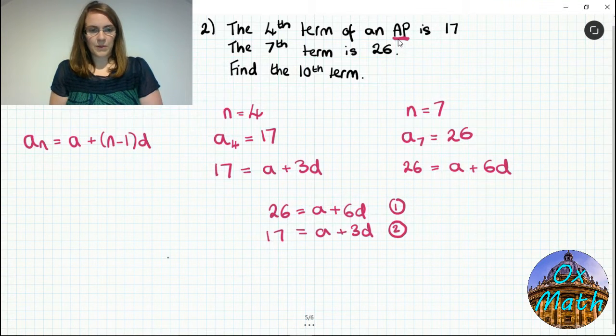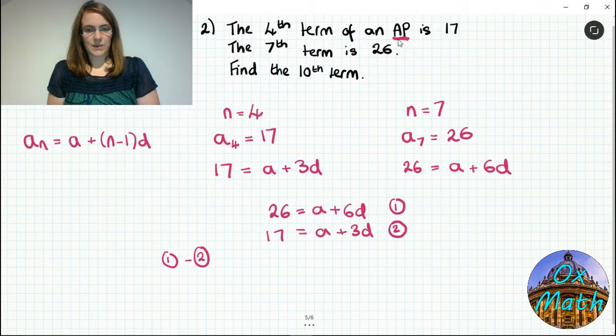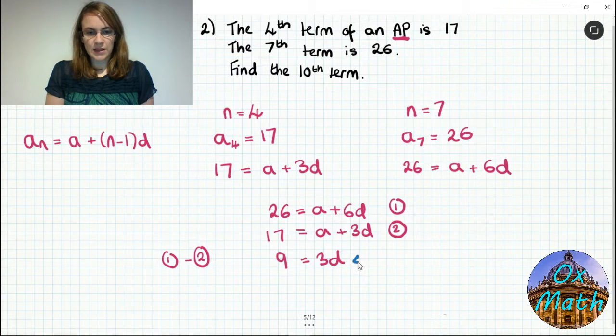But for now, we are going to use elimination and do equation 1 take away equation 2. So 26 take away 17 gives us 9. A take away a cancels out, and 6d take away 3d is 3d. So we've got this equation here, 9 equals 3d, from using our formula for the nth term, an, and plugging it in for the two terms that we know, and then using simultaneous equations.